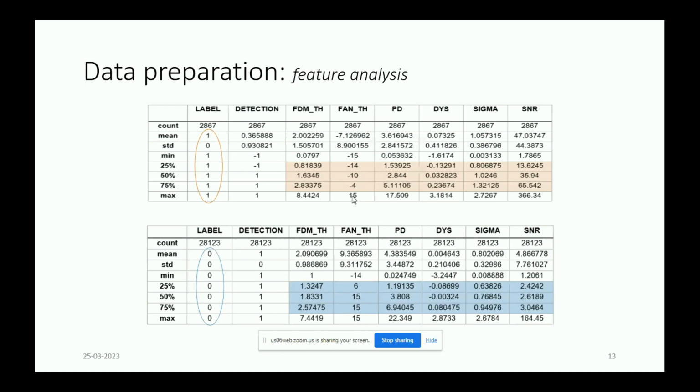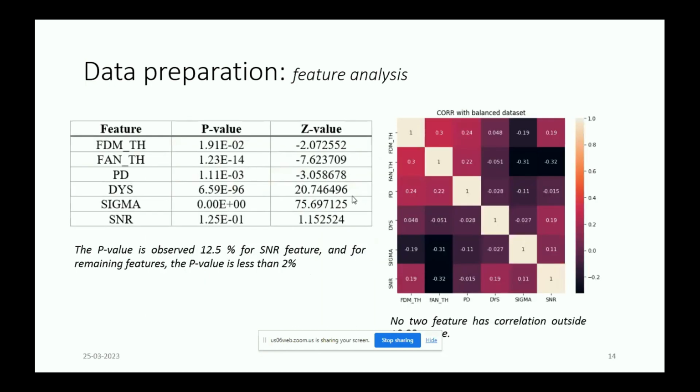For better understanding, we have done the p-value analysis, and to remove the redundancy from the features, we have done the correlation analysis also. With both, the results are here. The worst case p-value is for the SNR feature, but for the other features, the p-value is actually less than 2%, which is quite good.